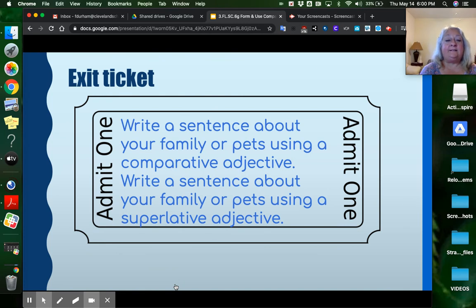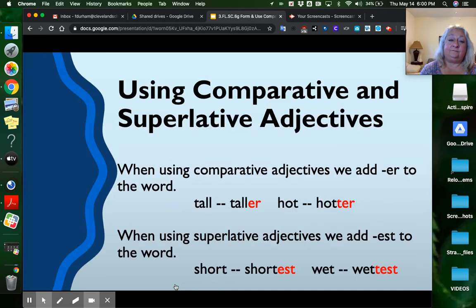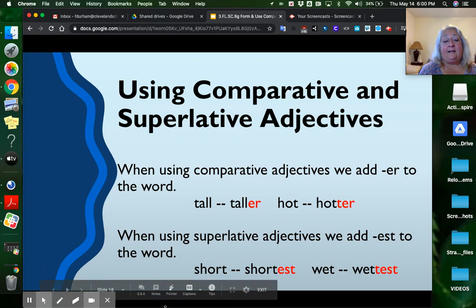And here's your exit ticket. I want you to write a sentence about your family or pets using a comparative adjective, and then write another sentence about your family or a pet using a superlative adjective. Remember, when using comparative and superlative adjectives, we add ER for comparative adjectives. We add EST for superlative adjectives.